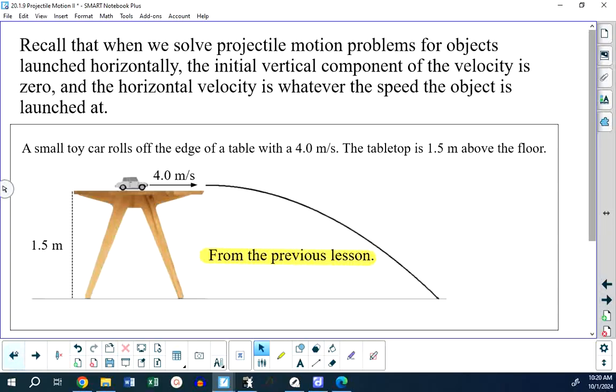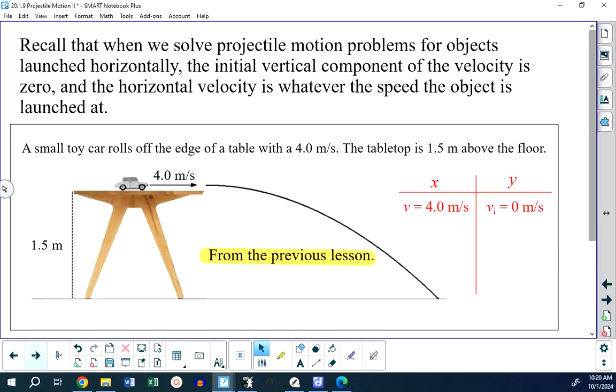And this is from the previous lesson. I feel as though I can kind of rush through this because I just spent a lot of time talking about this. Recall that when we solve projectile motion problems for objects launched horizontally, the initial vertical component of the velocity is 0, and the horizontal velocity is whatever the speed of the object is launched at.